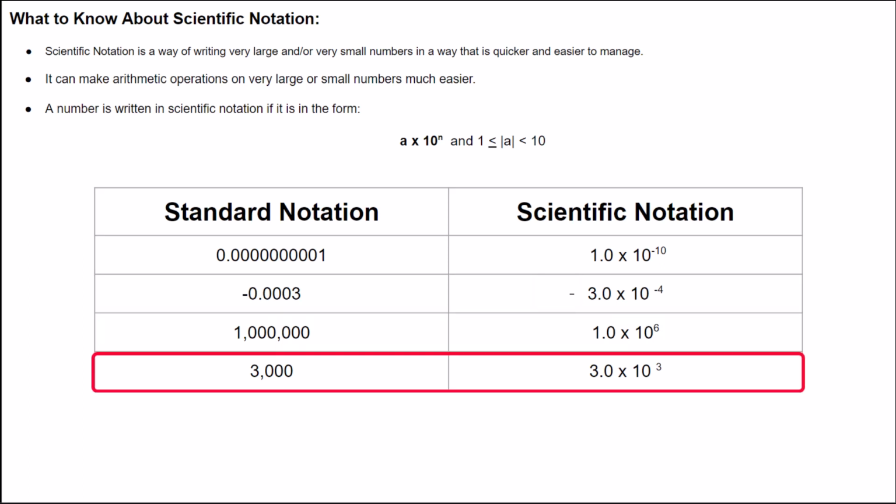Next one's a quicker example, 3,000. In scientific notation, you would write this as 3 times 10 to the 3rd. This makes sense because if you wanted to write the number in standard notation, and you multiply 3 by 10 to the 3rd, which is 1,000, that'll give you 3,000.